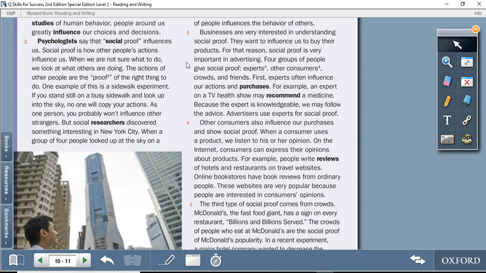First, experts often influence our actions and purchases. For example, an expert on a TV health show may recommend a medicine because the expert is knowledgeable. We may follow the advice. Advertisers use experts for social proof.